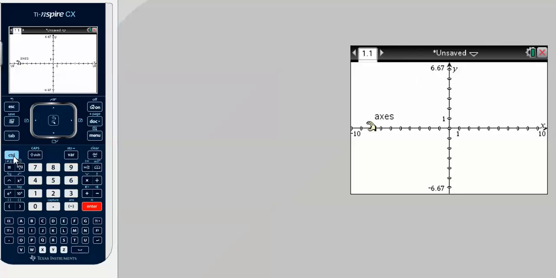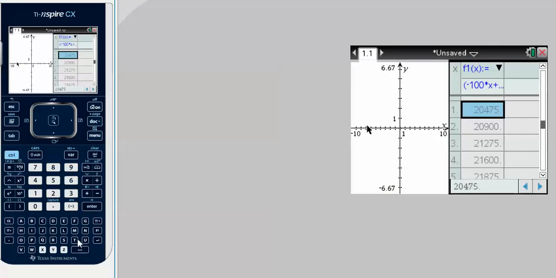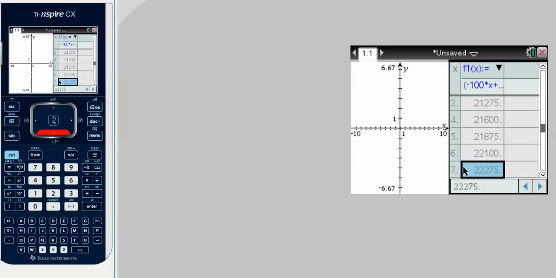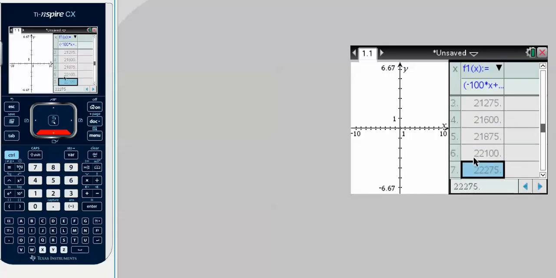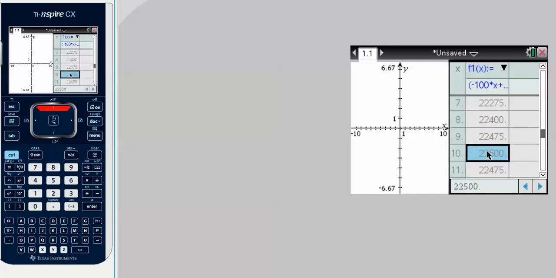But yesterday we did talk about looking at the table, and hopefully you remember and you did this: you look down on the table and you're like, all right, it's going up, it's going up, it's still going up, and then oh, it goes back down. So if you notice, it goes from 22,500 at 10 increases all the way down to 22,475 at 11. And if you look at that, the 22,500 is the maximum.